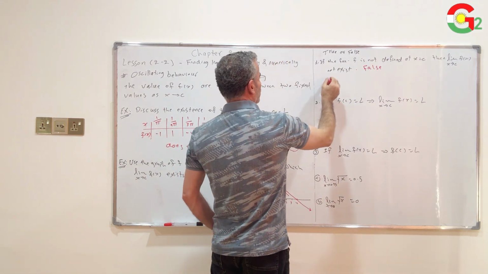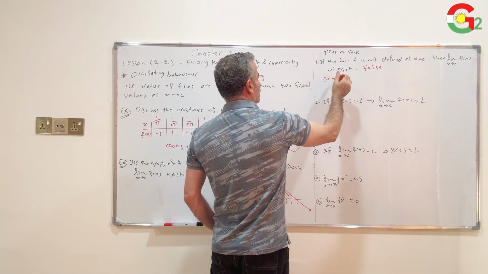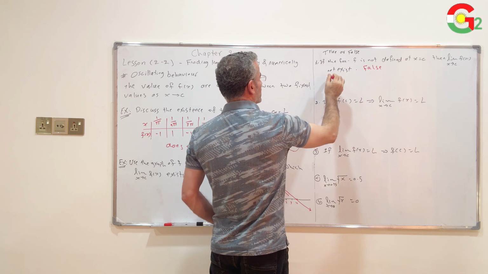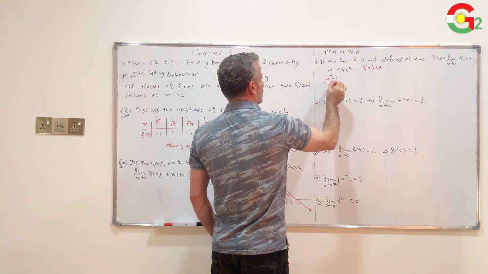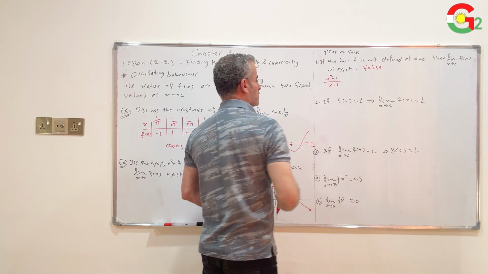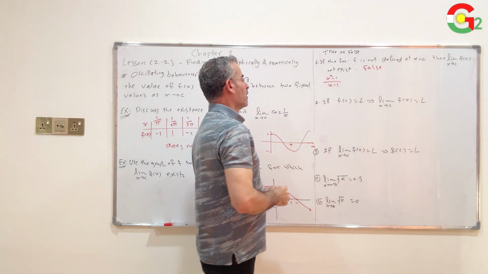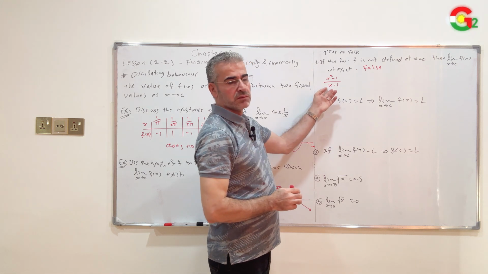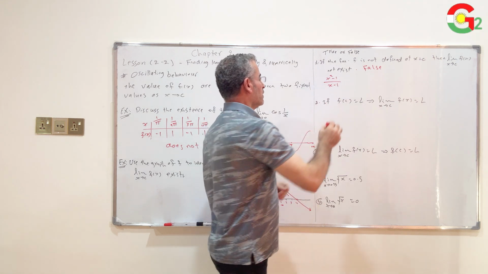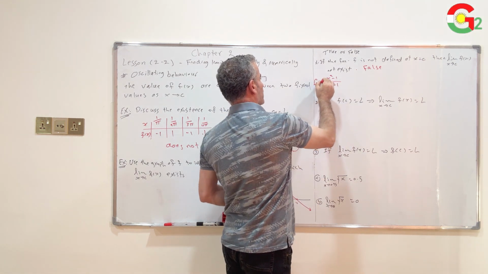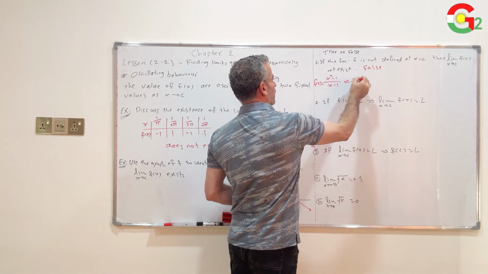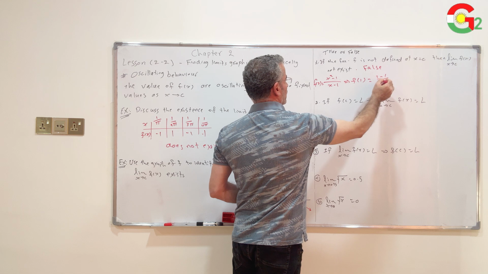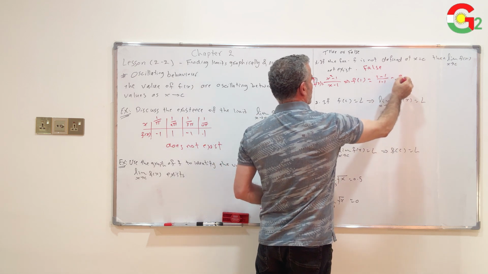Because if we want to give you an example, x power 2 minus 1 over x minus 1, this function is not defined at 1. 1 minus 1 is 0. This is f of x. Then f of 1 equals 1 minus 1 over 1 minus 1 equals 0 over 0.